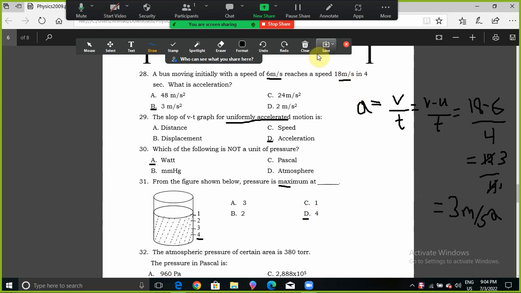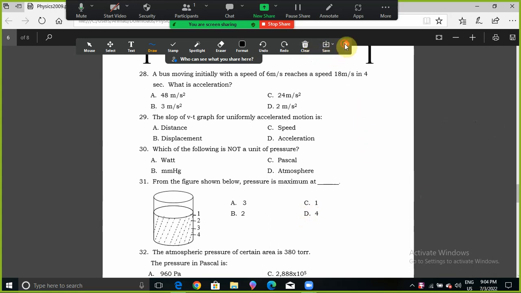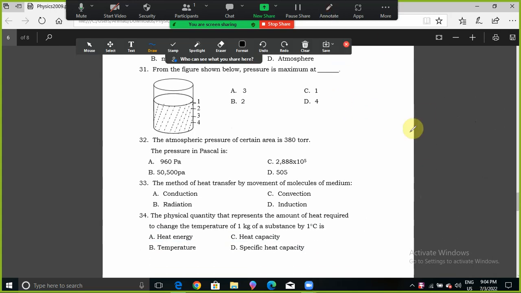Okay, now in question number 32. In question number 32, it says the atmospheric pressure of a certain area is 380 torr. The pressure in Pascal is what? 960 Pascal, or 50,500 Pascal, or 2.888 times 10 to the power of 5, or 505.